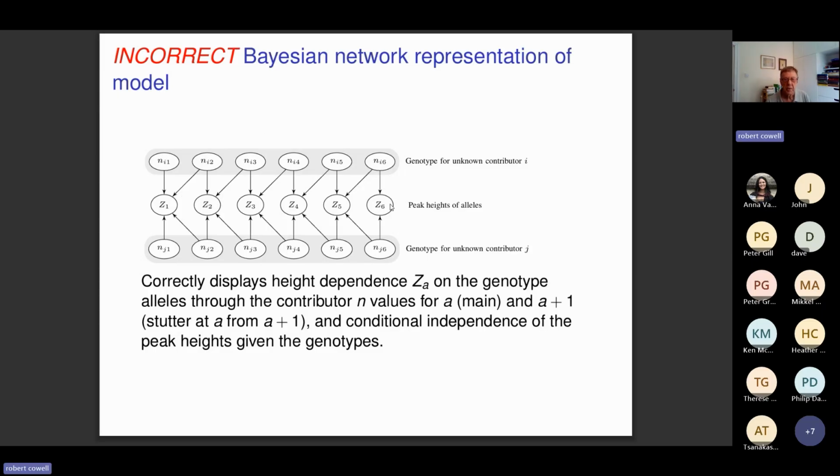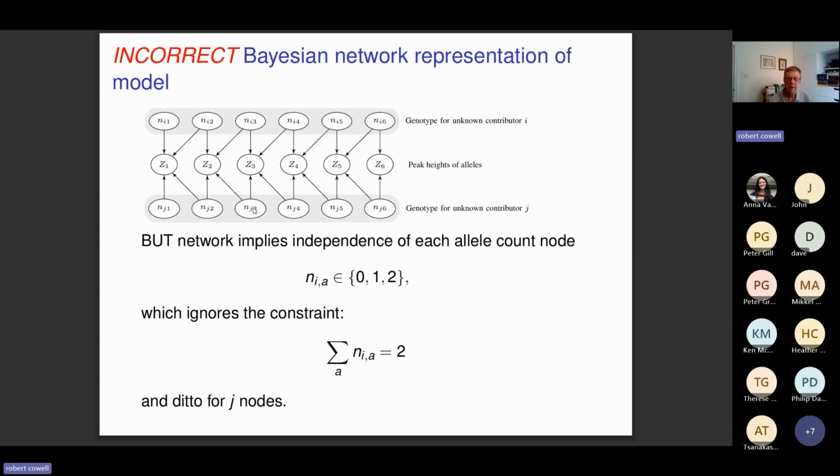The nodes here are our peak heights. We have 2 contributors indicated by 2 sets of n nodes, ni and nj, and 6 alleles on this locus. So the network is indicating the correct dependence of each peak height on the allele and the allele 1 up, which stutters to it. But it's incorrect because, as written, it implies that all of these n nodes are independent. But that ignores the constraint that they have to sum to 2. Each of them has to sum to 2.